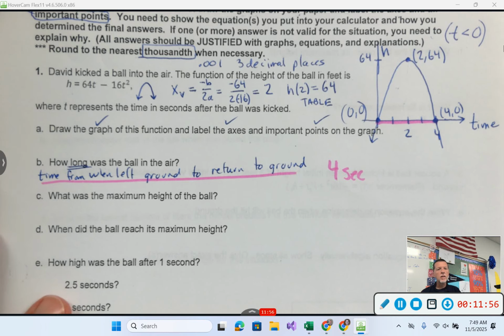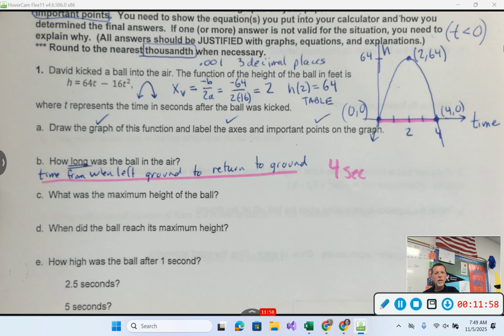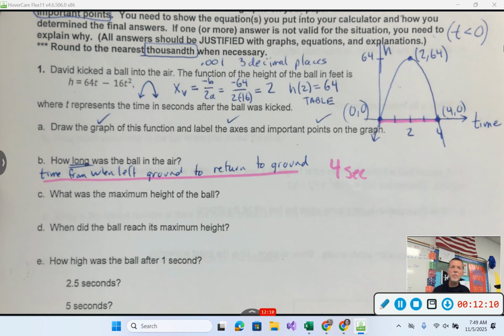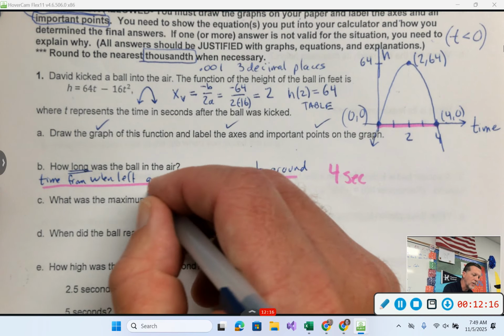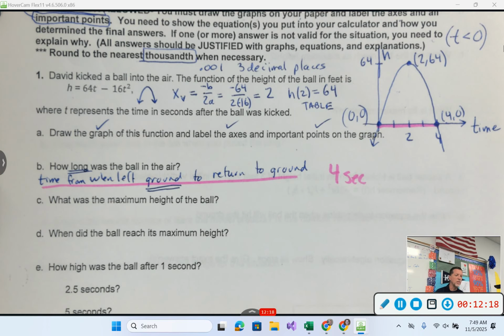Do we have to write out that sum? That one I would say you got to write out something to justify what you're looking at. You don't have to write it out exactly like that. Okay, so we can't just put the answer there. So I don't want to just see 4 seconds. I want to see some kind of explanation. Again, your words don't have to exactly match mine, but it would need to say something about ground or h equals 0.